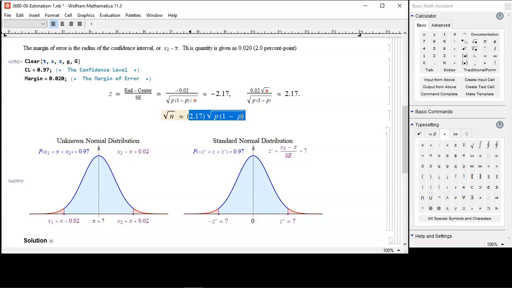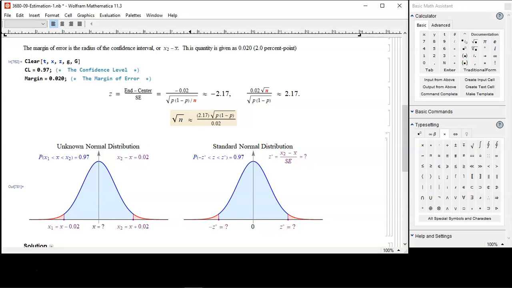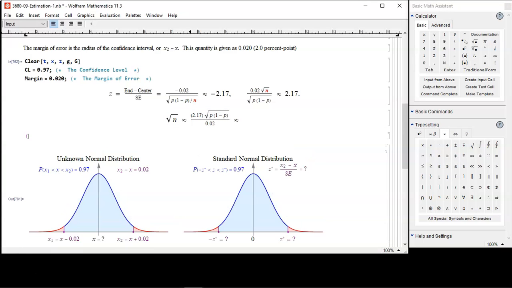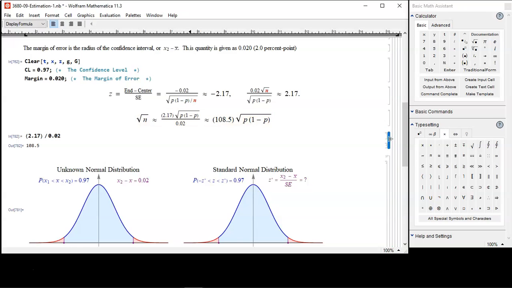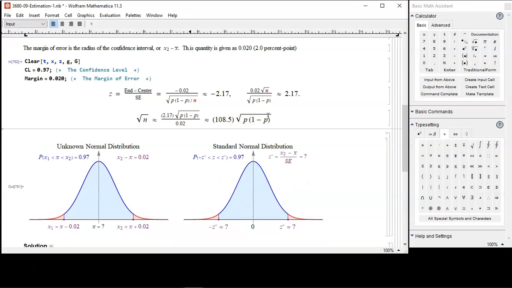the standard error, and then over 0.02. And this is approximately equal to, let's see, what is 2.17 over 0.02, approximately speaking, is 108.5 times square root of P, 1 minus P. Okay, one more to do.